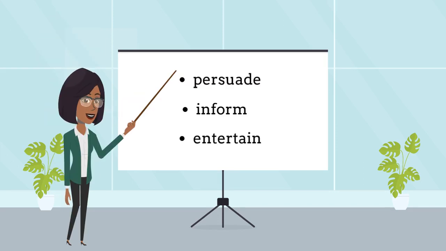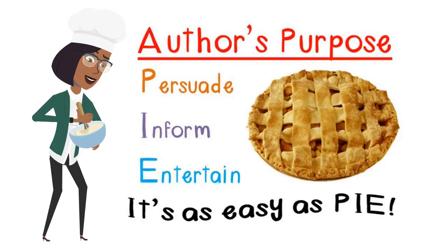We all have reasons why we do the things we do. The author's purpose is the reason why an author writes a story. They write to persuade, inform, or entertain. Finding the author's purpose is easy as pie. The P stands for persuade, the I stands for inform, and the E stands for entertain.